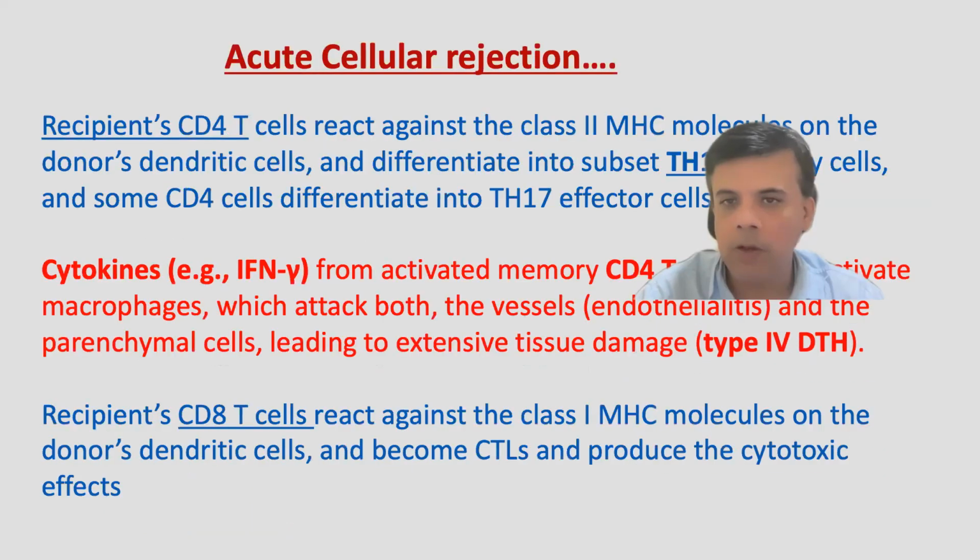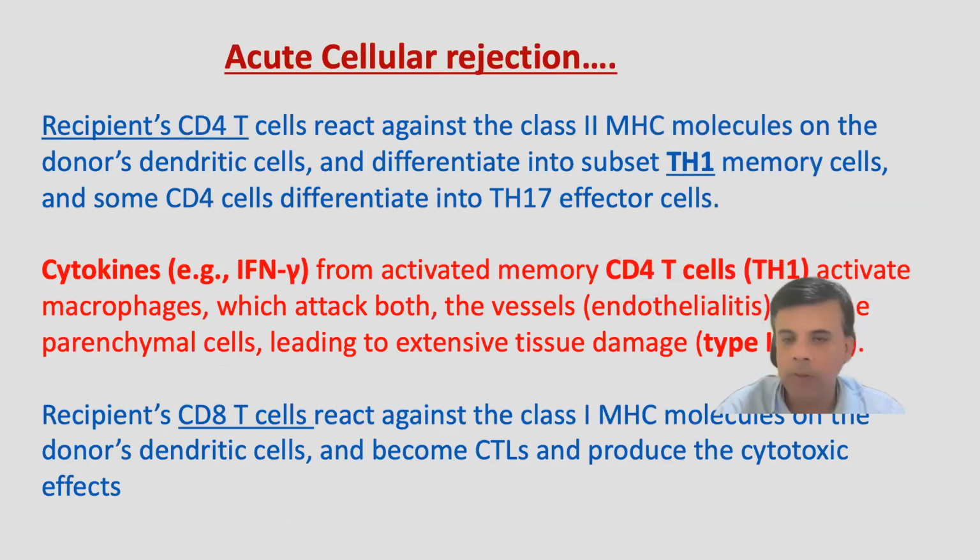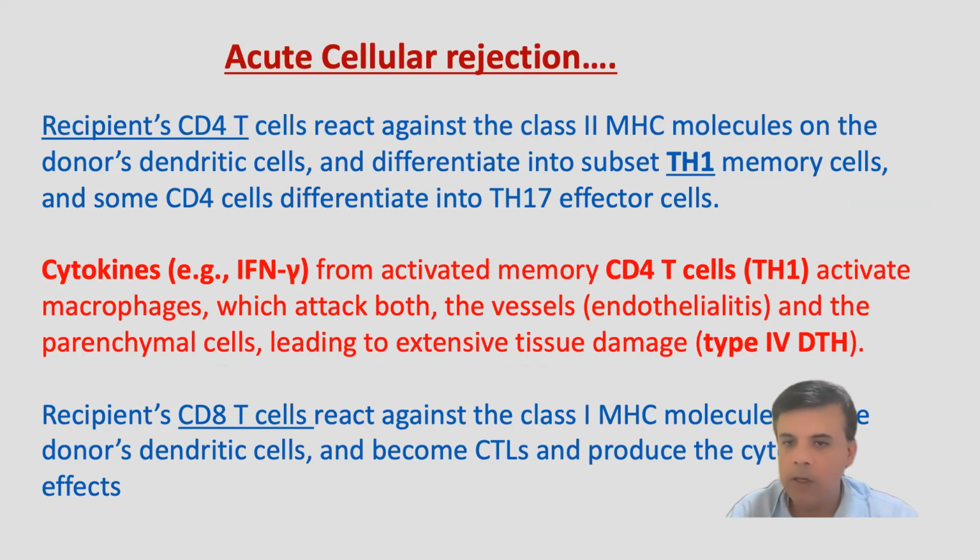And here, cellular rejection. Here, what will happen? The CD4 helper cells react with the MHC class 2 of the dendritic cells of the donor cells. And here, there is an activation of Th1 helper cells, and they cause macrophage activation by IFN gamma secretion, and macrophages cause damage to the graft vasculature. Also, there is parenchymal damage. That is a very important feature of cellular rejection.